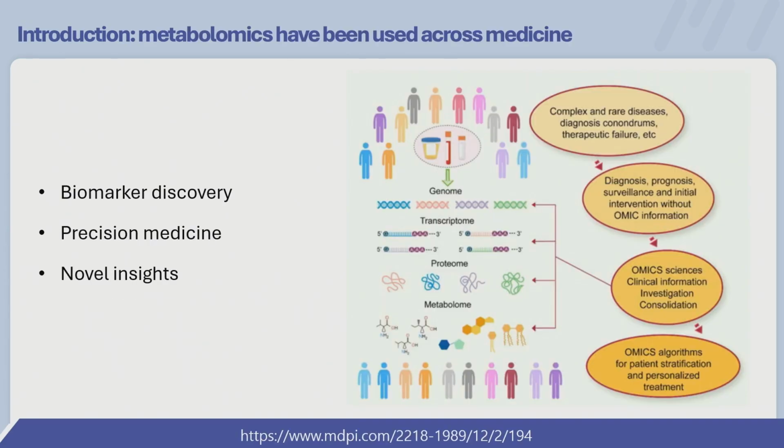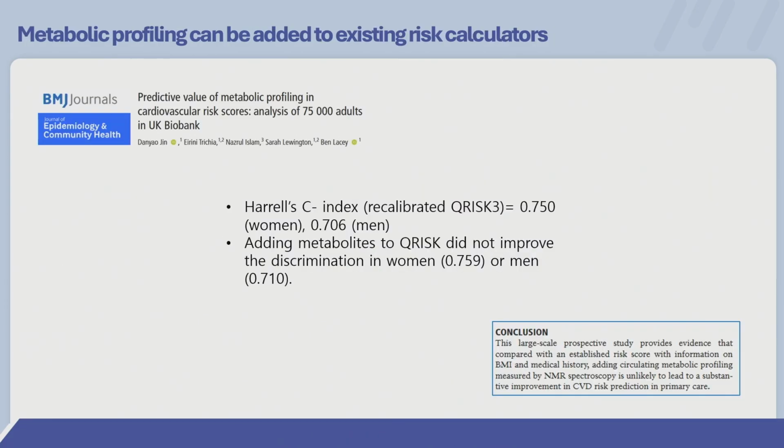So we know that metabolomics have been used across medicine for different things, especially with the personalized medication approach and the personalized care approach that is being advocated across specialties. For biomarker discovery, precision medicine, novel insights, metabolomics are the closest to the phenotype, so they have a lot of utility. So metabolic profiling has been tried to be added on to existing risk calculators as well.